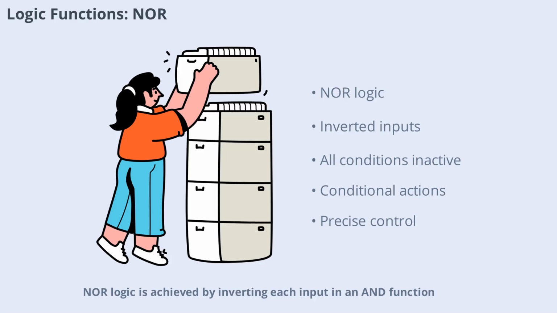NOR logic is achieved by inverting each input in an AND function. The output coil is energized if both contacts are off and de-energized if any contact is on. This logic is useful for ensuring that actions occur only when all conditions are inactive.